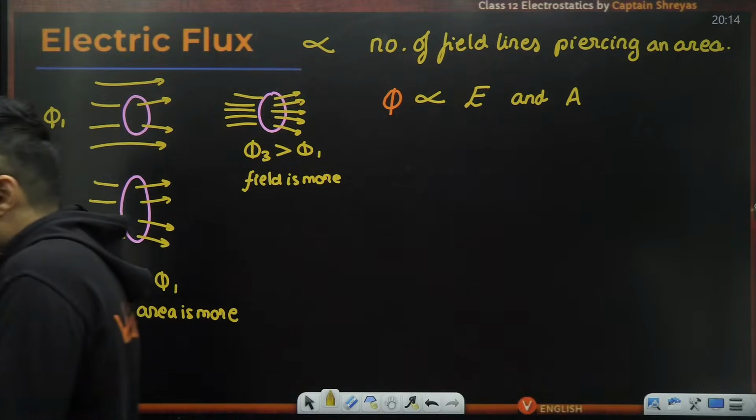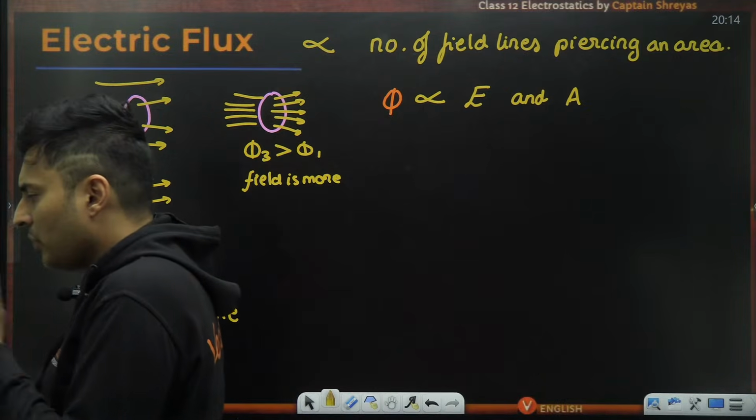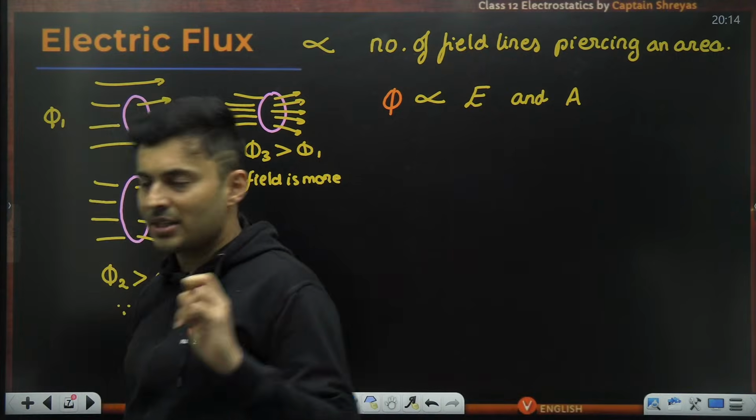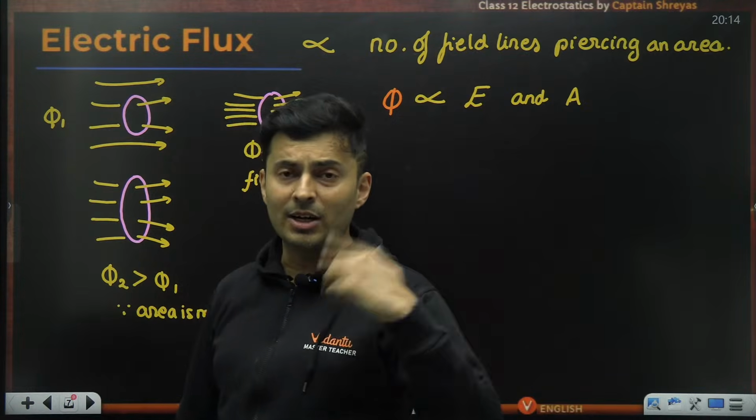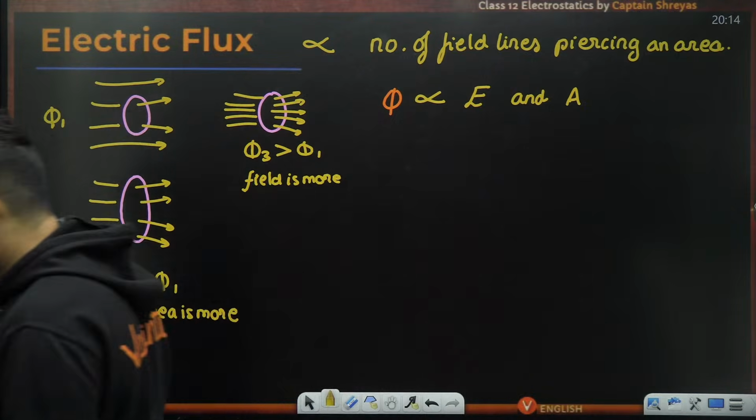Perfect. But sir, I have a problem. I think there are certain situations where there will be field and area, but still flux will be 0. Can you think of that?